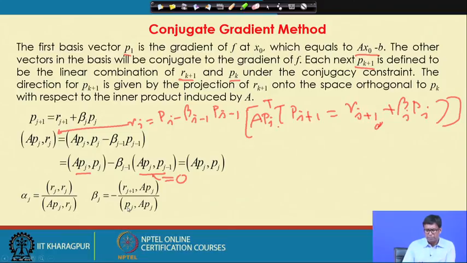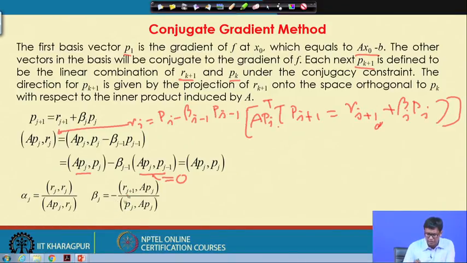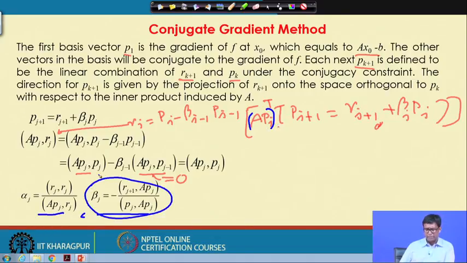This particular derivation I will not do right now here, but it is exactly the same as the derivation of alpha j. Take a dot product of this expression with A p j, and you will arrive at this particular expression of beta j. So, what beta j needs is R j plus 1 A p j divided by P j A p j. Now, this is a matrix multiplied with a vector. Matrix vector products are computationally expensive, though we are doing it once here.